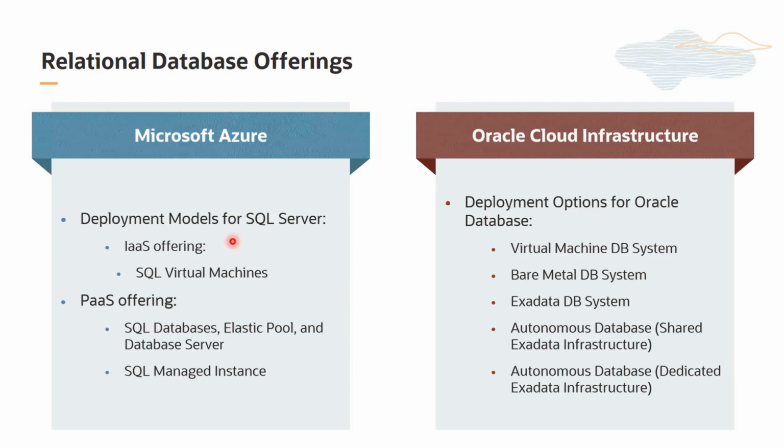The second option is the PaaS offering, where you have the concept of fully managed databases. It can be either SQL Database, a single database having its own resources, with two types of pricing models: database transaction unit and vCore. The second option is Elastic Pool, which implements resource sharing for cost optimization. And the third option is database server, which is basically the logical server itself.